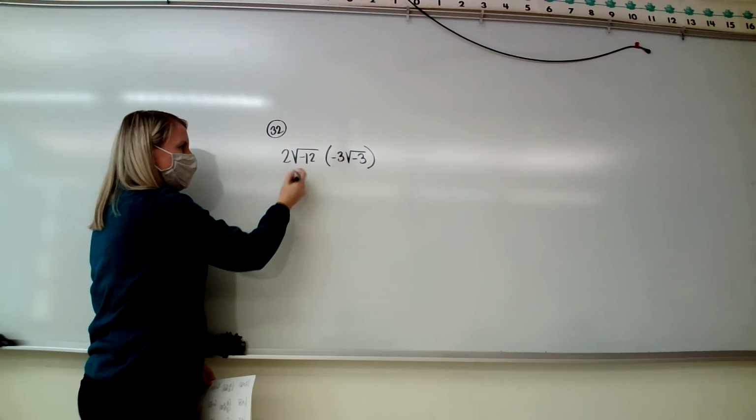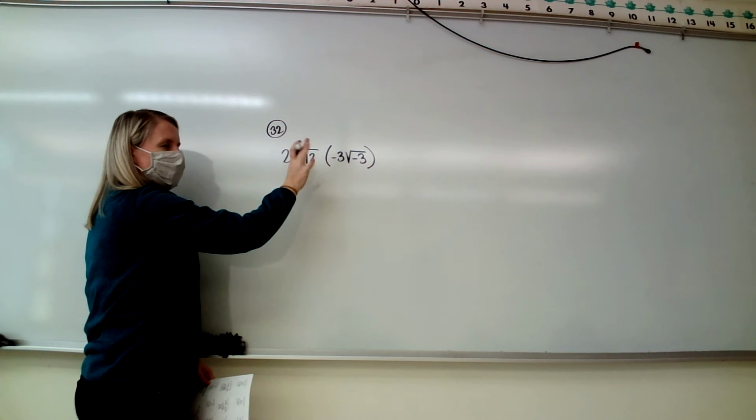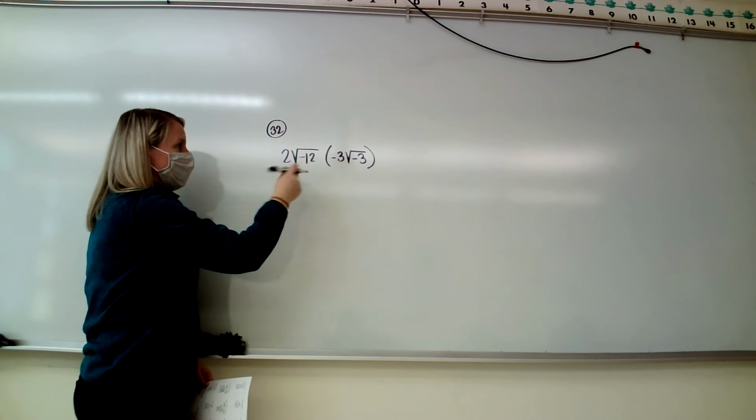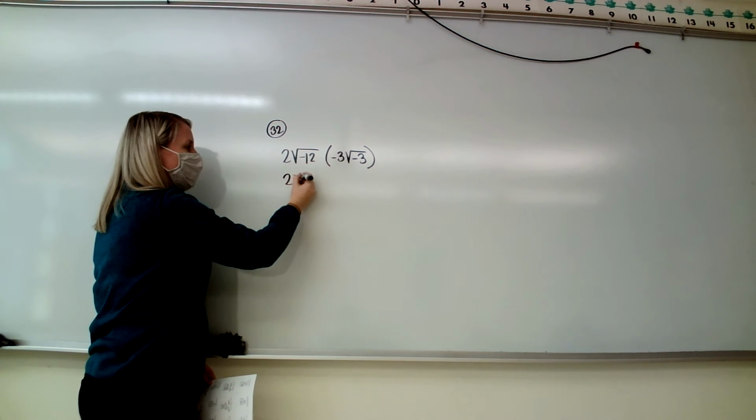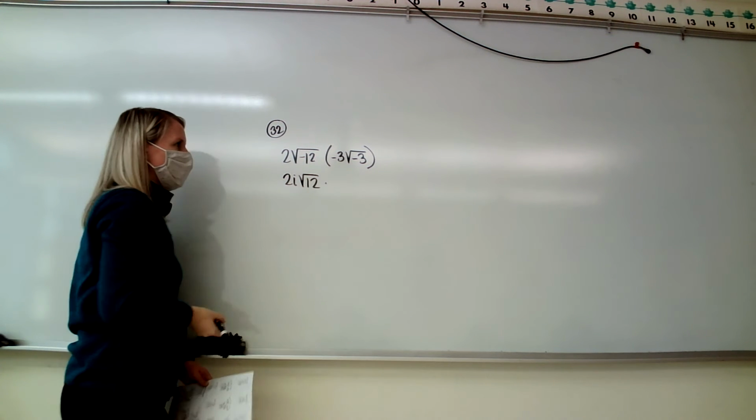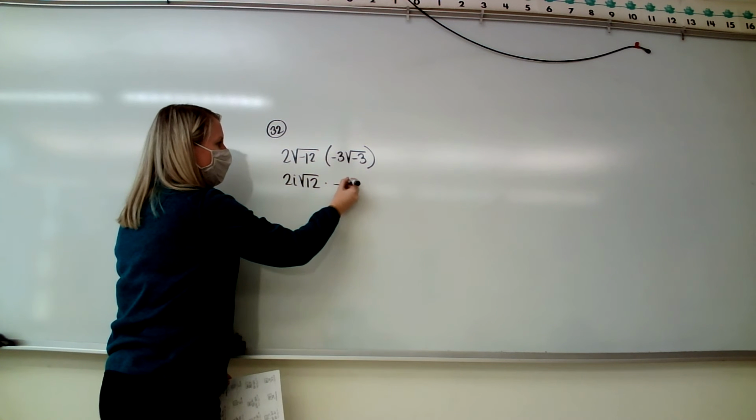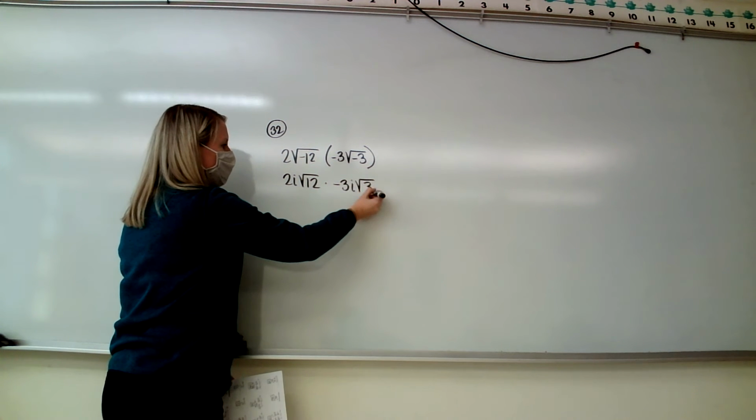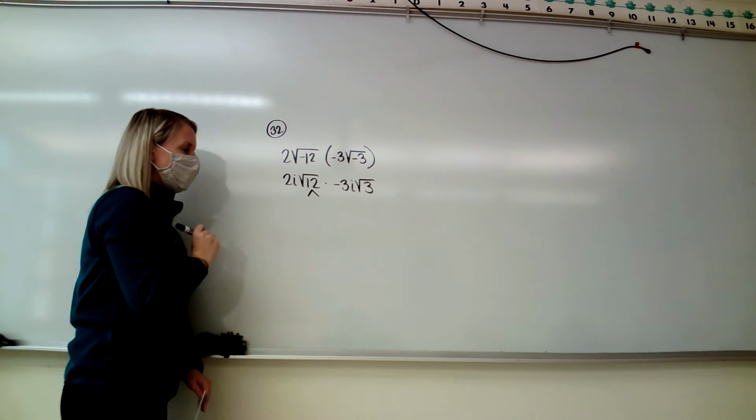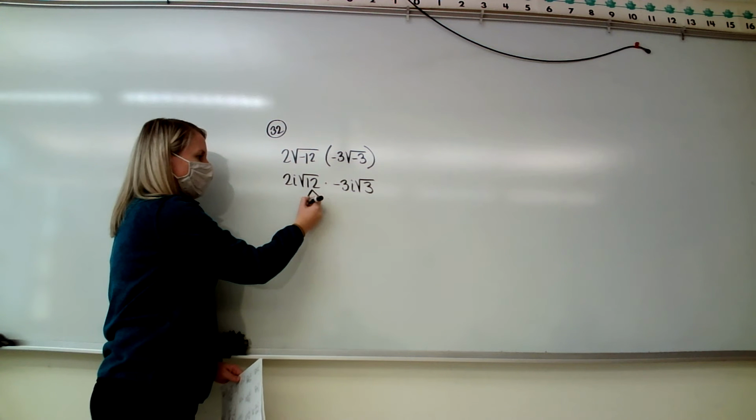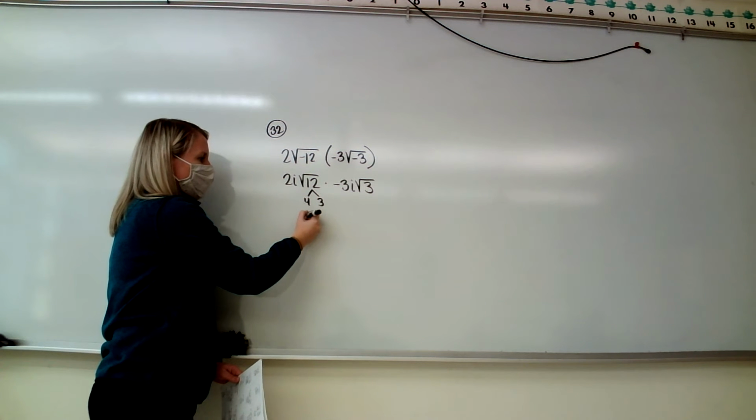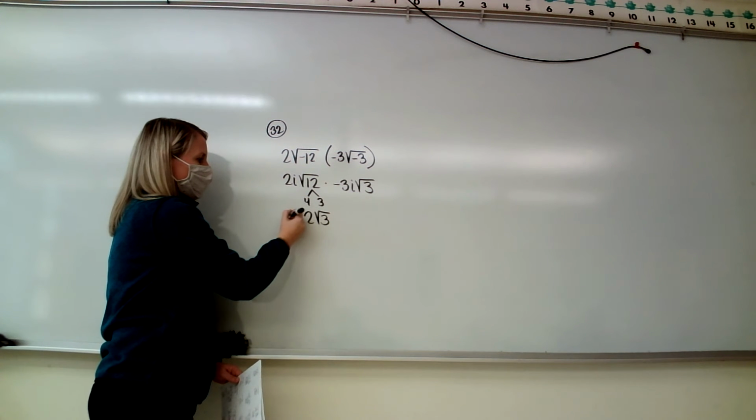Sometimes you want to multiply and make two negatives a positive. Don't do that. So I would rewrite this as 2i square root of 12 times, I don't really need the parentheses, negative 3i square root of 3. This can be broken down, so break down things as much as you possibly can. So that would be 2 root 3, and out here we had 2i.